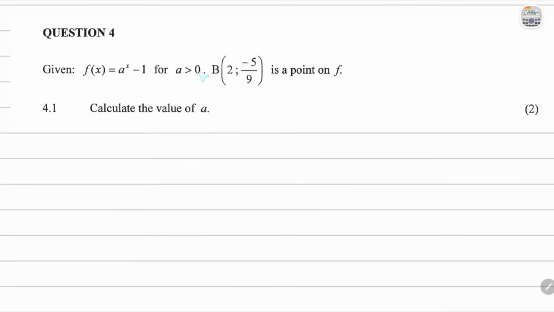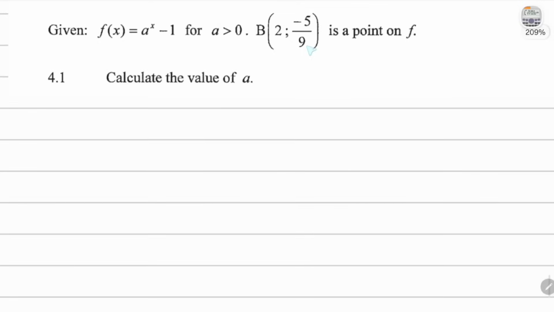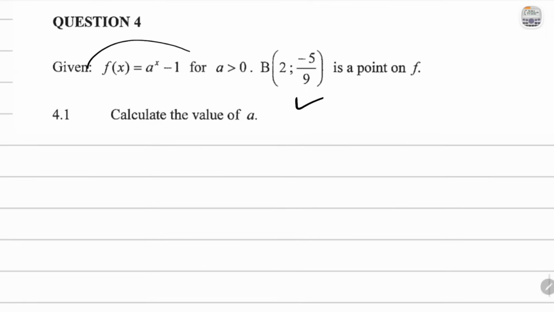minus 1 where a is greater than 0. And then we are also given a point b, which is 2, and negative 5 over 9. And this is a point on f. The first question, 4.1, asks us to calculate the value of a. Okay, you're given a point and you are given the equation of f. And the only thing missing is a. So let's go ahead and substitute this point. So we put in 2 in place of x and negative 5 over 9 in place of y.